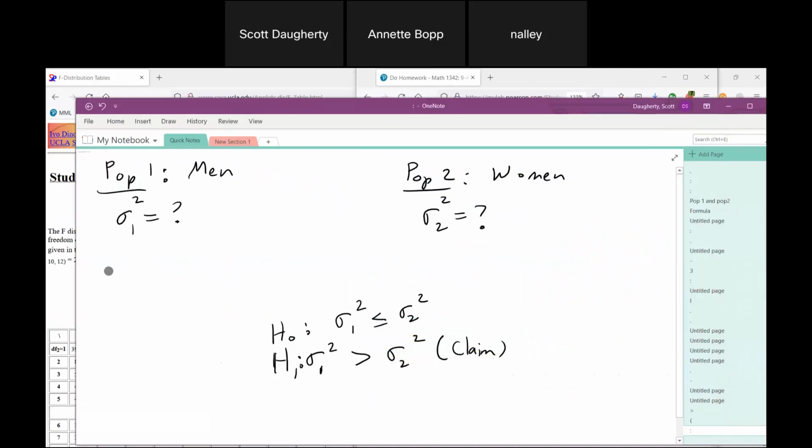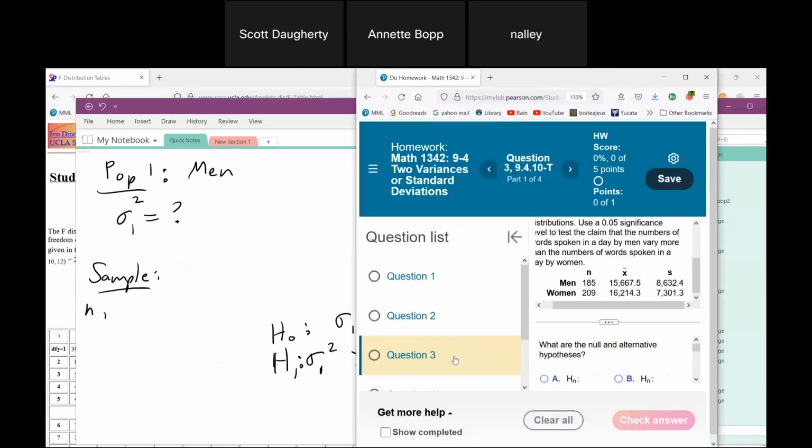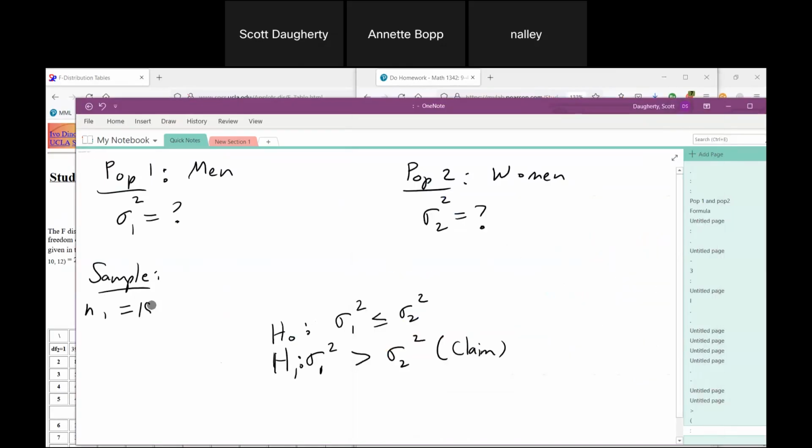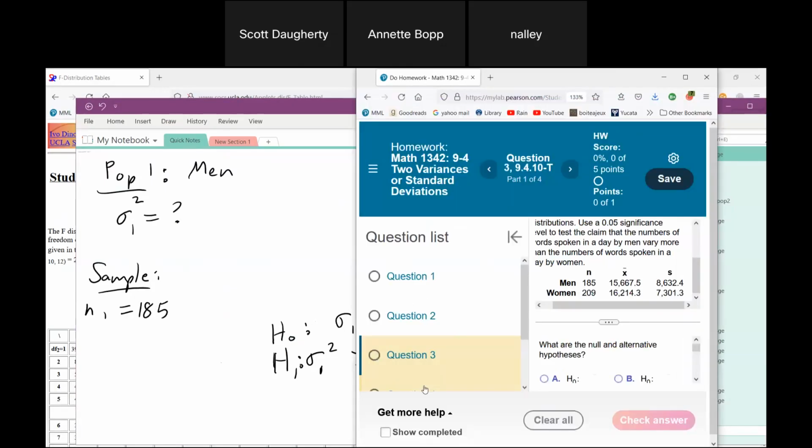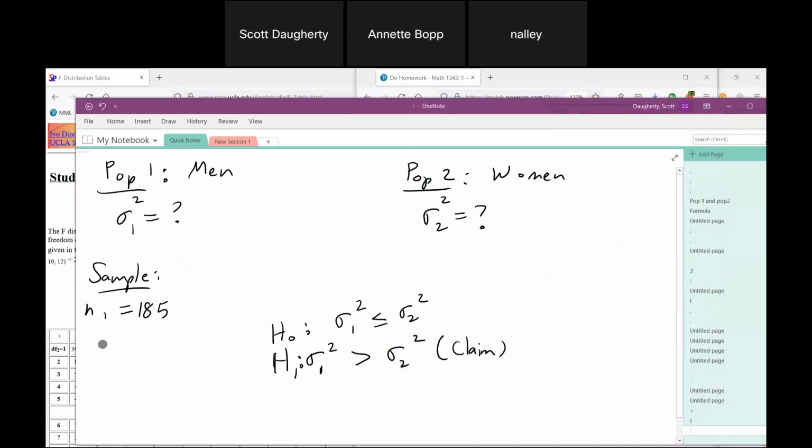So to test the claim, they sample a certain number of men. They sample 185 men. And they look at how many words each man speaks during the day. They record that, and then they average them up, and it averages to 15,667.5. So that's X1 bar.